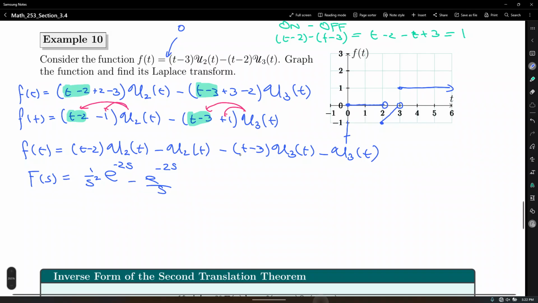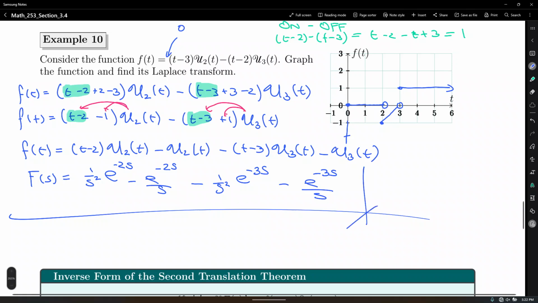And then minus, again, pretend you don't have all of this, find the transform of t, which is 1 over s squared, but because of the translation, that is 1 over s squared e to the negative 3s. And then minus another, what is that? That's e to the negative 3s over s. And that is our transform.